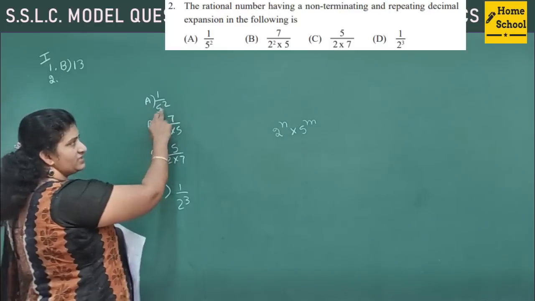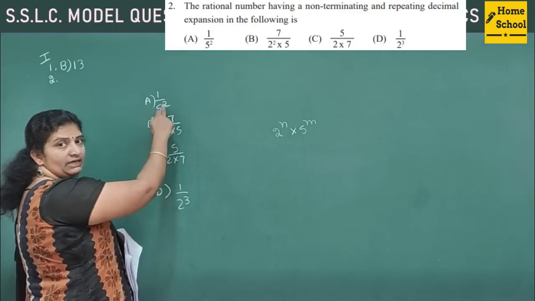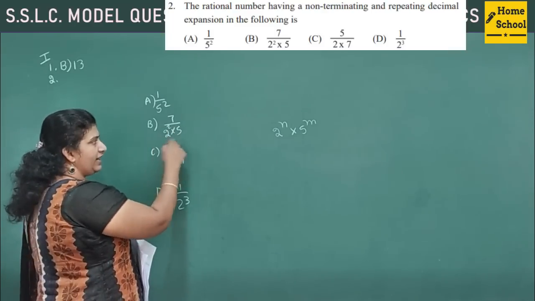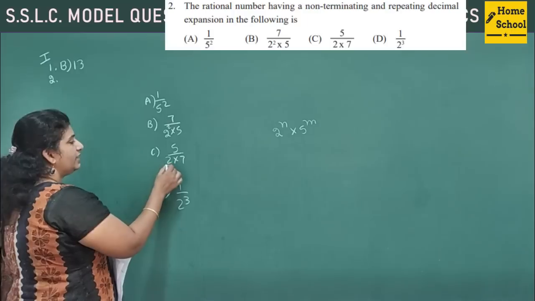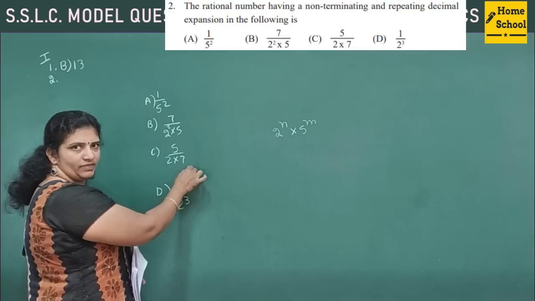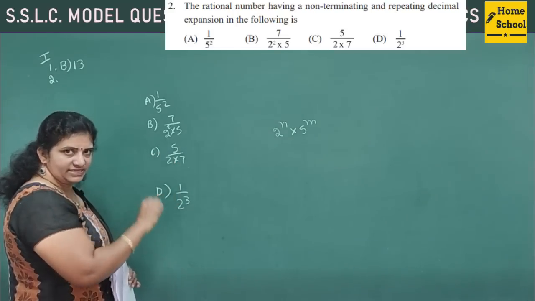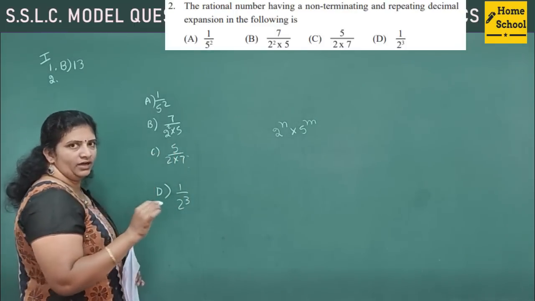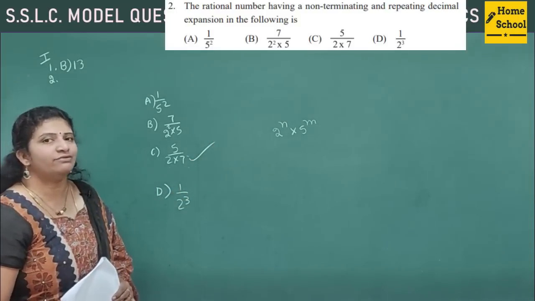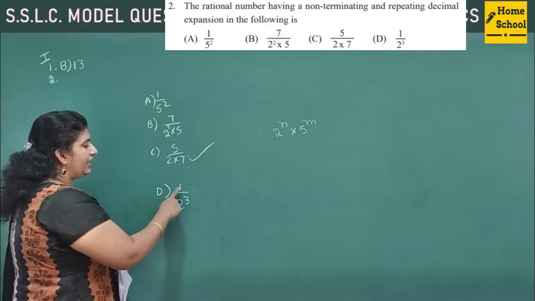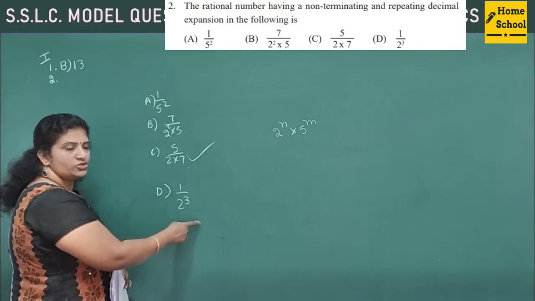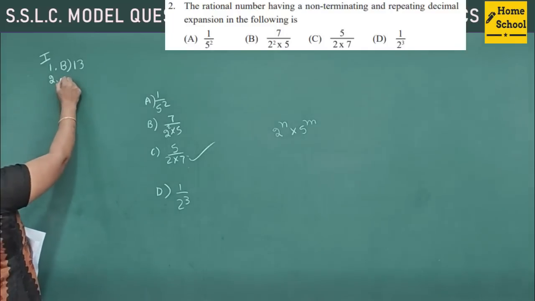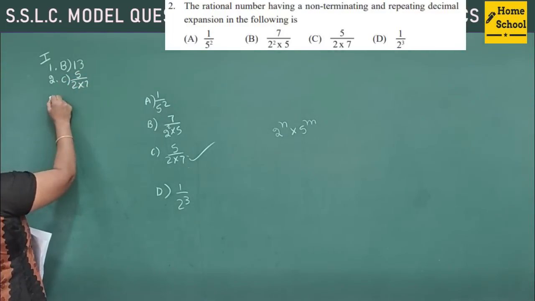So observe first option, 5 square means it is in the form of 5 power m. So this is a terminating decimal. Then coming to this rational number, you are having 2 power n and 5 power m format. So I can say this rational number is also a terminating decimal. And look over C, denominator 2 into 7. Observe children, other than 2 and 5, if you see any number, either it should cancel with the numerator. If not cancelled, then if the number is in the denominator, I say that this is a non-terminating and repeating decimal. So see the last option. In this rational number, your denominator is in 2 power n format. So I can say this rational number is a terminating decimal. So among this, which is the right answer? Option C, 5 by 2 into 7.